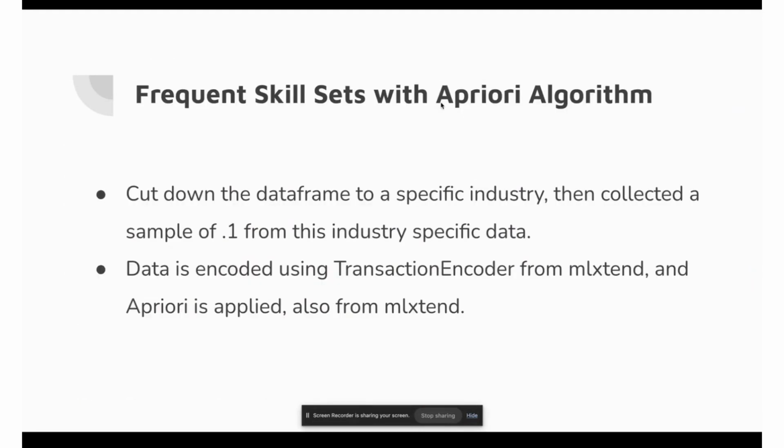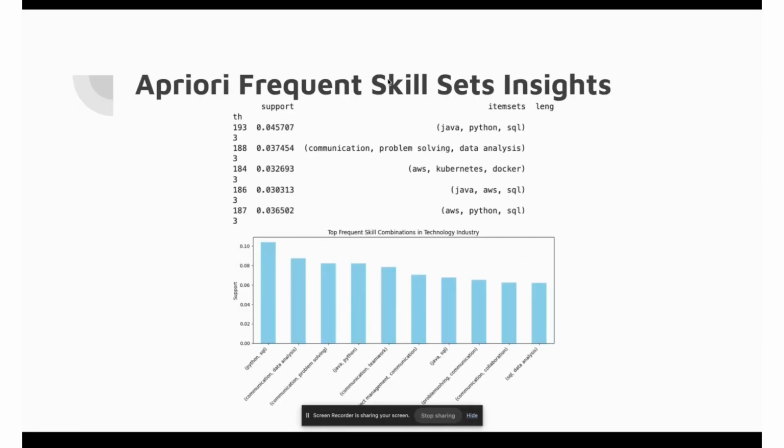Let's move on to frequent skill sets with the apriori algorithm. The first step was to cut down the data frame to a specific industry, then collect a sample of 0.1 from this industry-specific data. The data was then encoded using TransactionEncoder from mlxtend and apriori was applied, also from mlxtend. Here are the results on applying the apriori algorithm to the technology industry. It is clear that in terms of three-item sets, Java, Python, and SQL has the highest support.